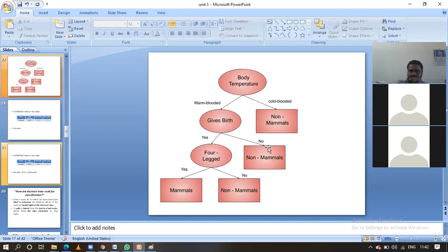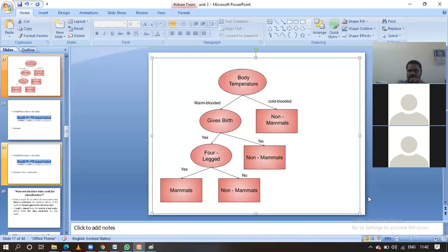Observe that at the end of the level we will have the class label, that is mammal or non-mammal. Here this is the last node, non-mammal. At the end of the tree we will have the leaf nodes, and those leaf nodes are represented by class labels. The class label is yes or no: yes means it is a mammal, no means it is a non-mammal. This is one class label, this is one class label, this is one class label, and this is one class label.